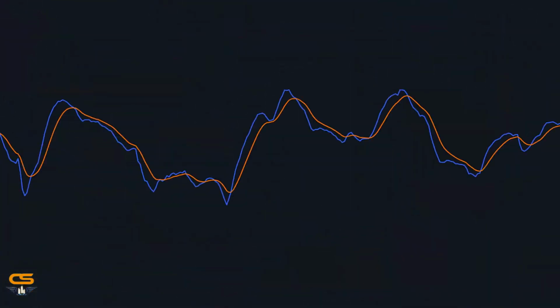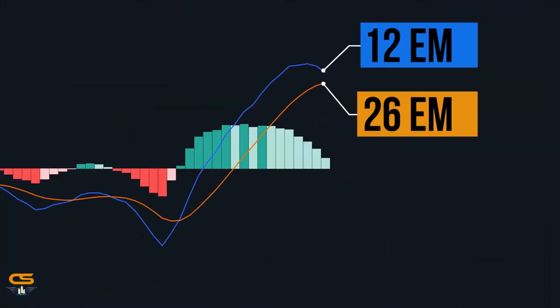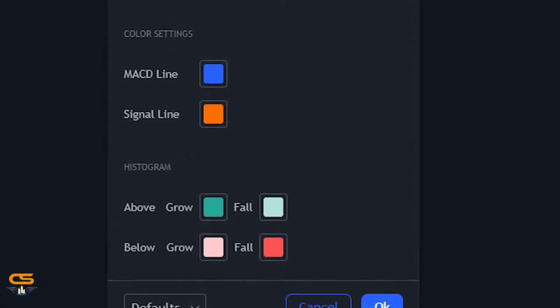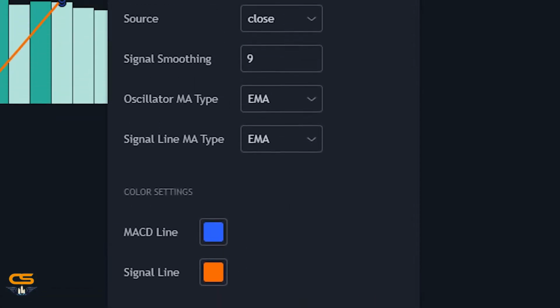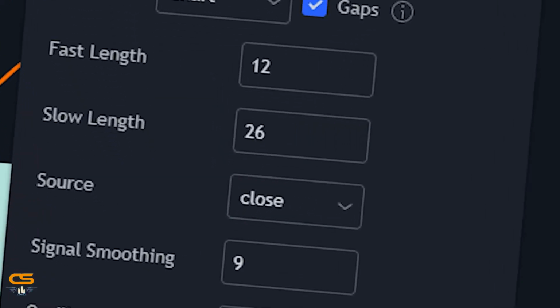The MACD has 4 main parts: the MACD line, the signal line, the histogram, and the zero line. It comes with a 12-day exponential moving average and a 26-day exponential moving average. Now, these settings can be customized to whatever you want. By default, it's set to 12 and 26. This is foreshadowing, if you couldn't tell.